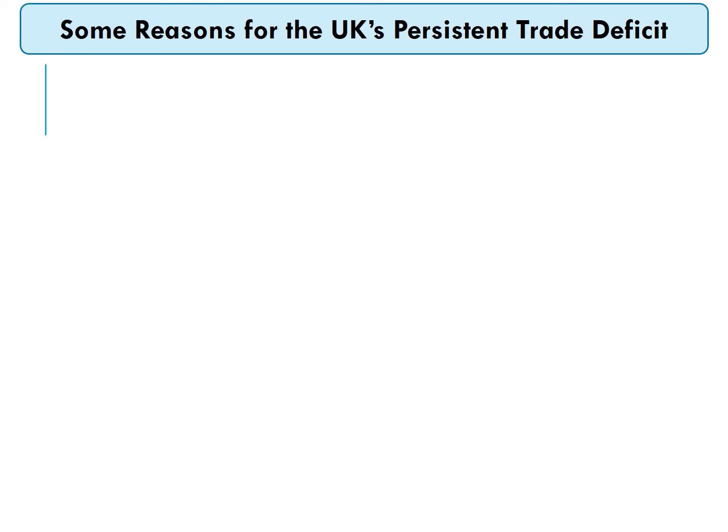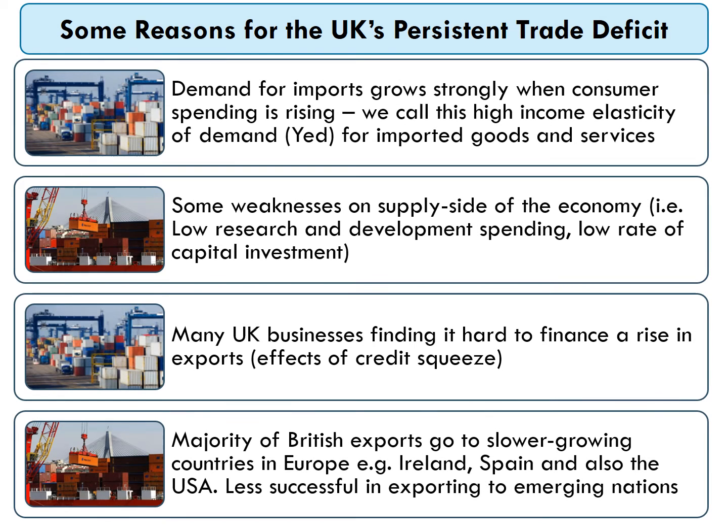So why does the UK have a persistent trade deficit? Well, the demand for imports grows strongly when consumer spending is rising. So we have quite strong consumer spending in the UK, and that tends to mean a large demand for imports.